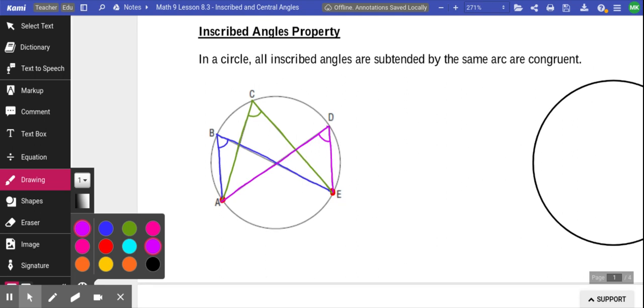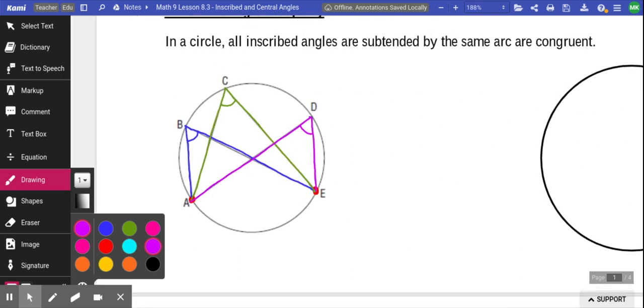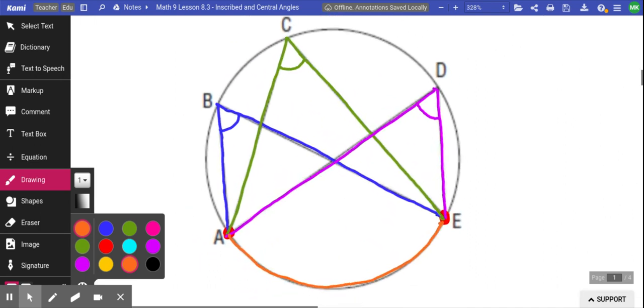All 3 of those angles are inscribed angles. They're inscribed angles because they go from one point to another point on the outside edge and then back to our point E. Because they are all subtended by the same arc, meaning that they are all connected with this arc right here from A to E, they are congruent angles, congruent meaning the same. So looking at that, because I went from A to E on all 3 of those inscribed angles, all those angles are actually the same. They're all congruent.